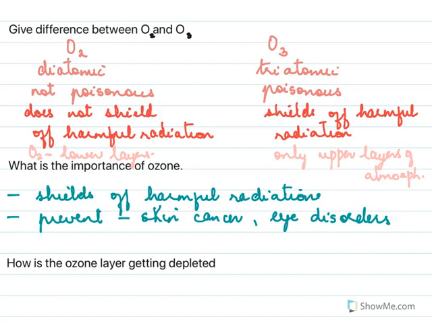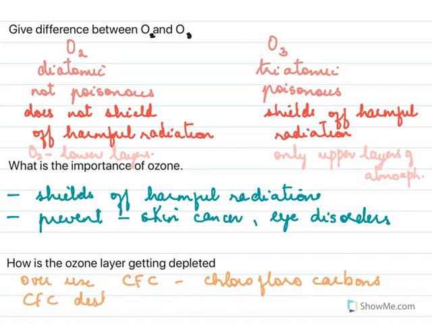Next is, how is the ozone layer depleted? It is the overuse of CFCs, that is chlorofluorocarbons. They destroy ozone.